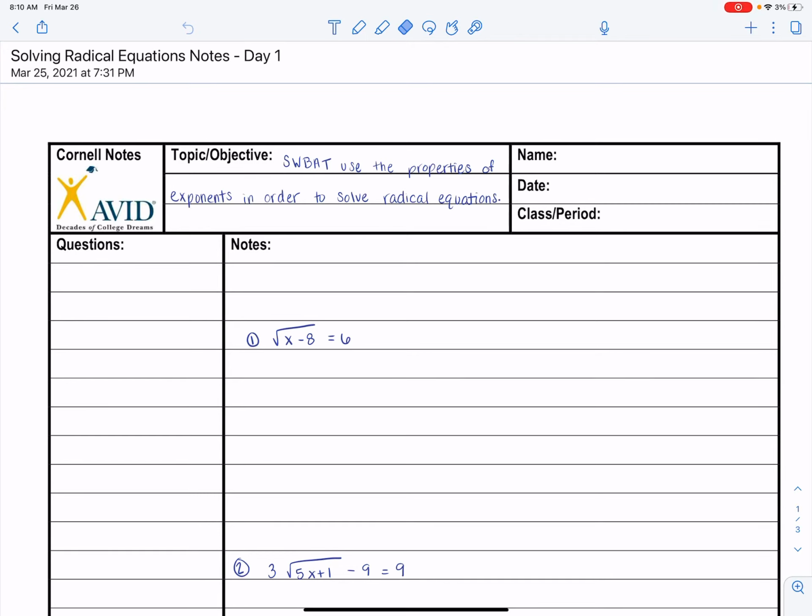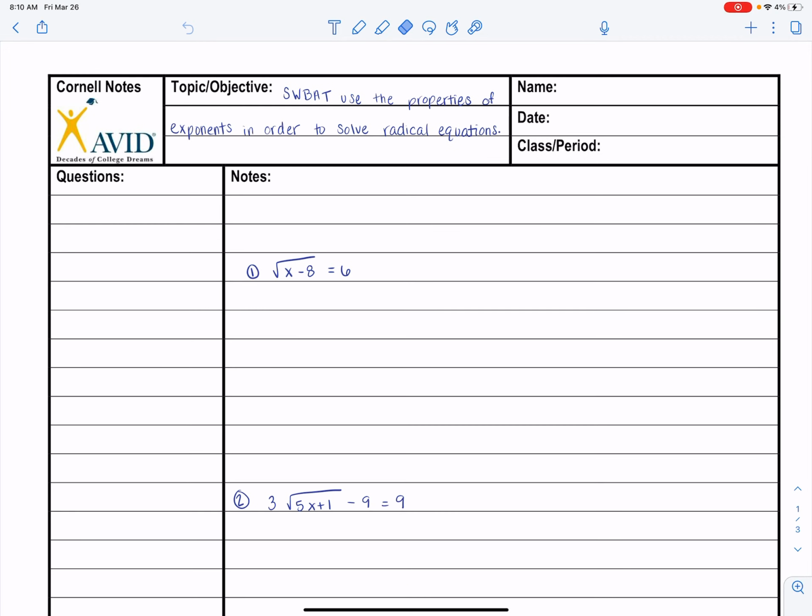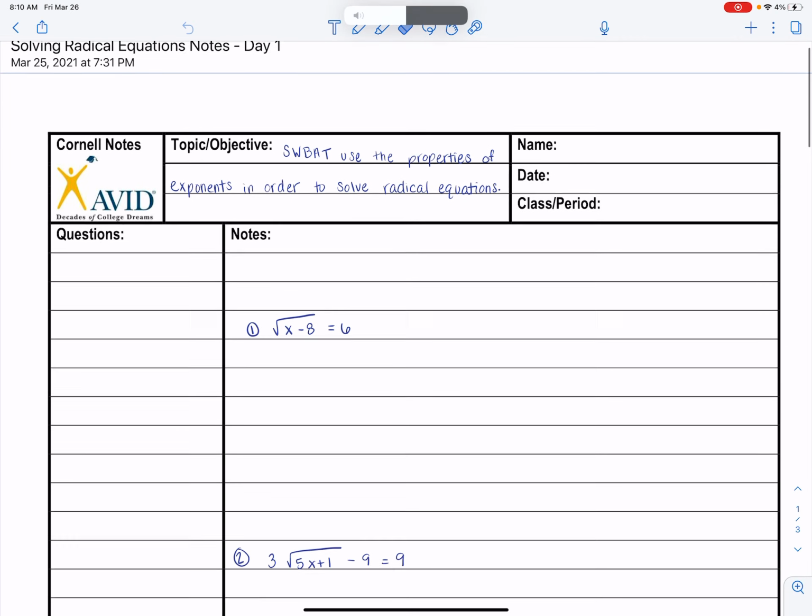So today the student will be able to use properties of exponents in order to solve radical equations. So here's what we've got. We've got the square root of x squared minus 8 equals 6. Before we even try to solve this problem, I need you to remember a couple of things.